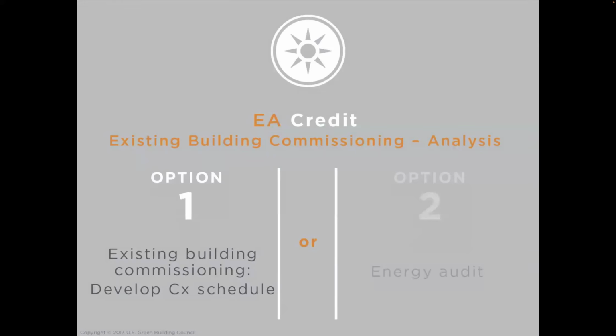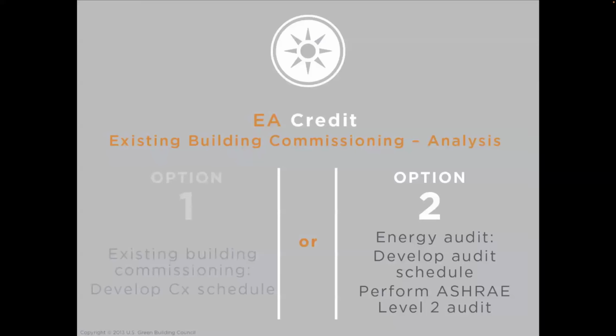So this is kind of what we're talking about here. Again, an energy audit. Again, this is an ASHRAE level 2. So they go and look at all the different systems, and they talk about what are potential energy saving elements and things you can do. And then they present that to you, and you can choose to do them or not.